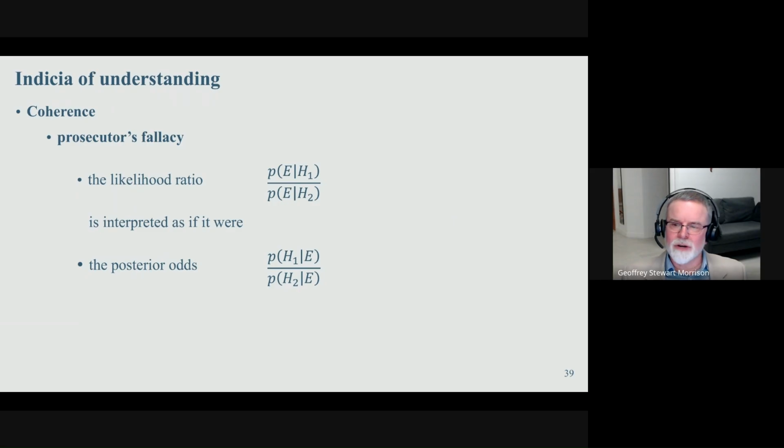The other coherence factor we're going to look at is the prosecutor's fallacy. The prosecutor's fallacy is interpreting the likelihood ratio as if it were the posterior odds. So it's ignoring the likelihood ratio, or assuming the likelihood ratio is 1.